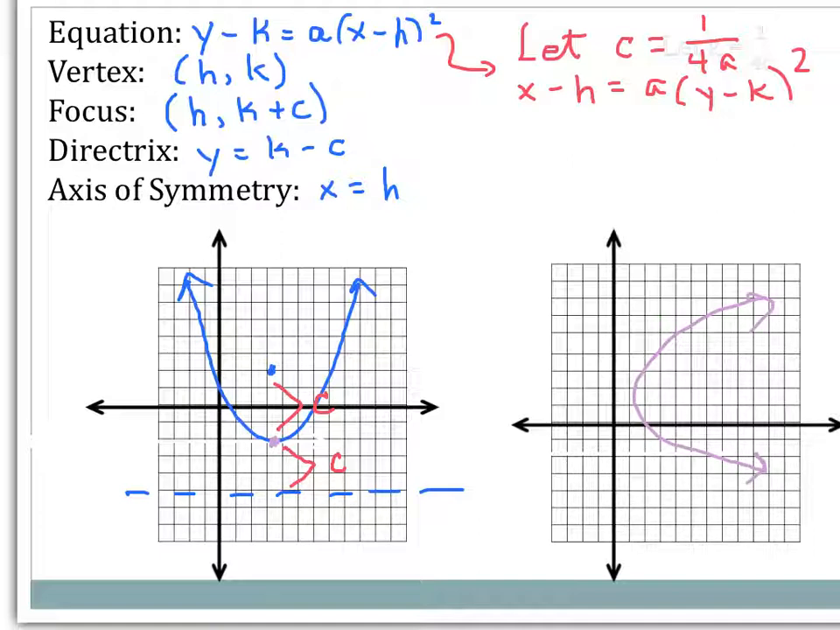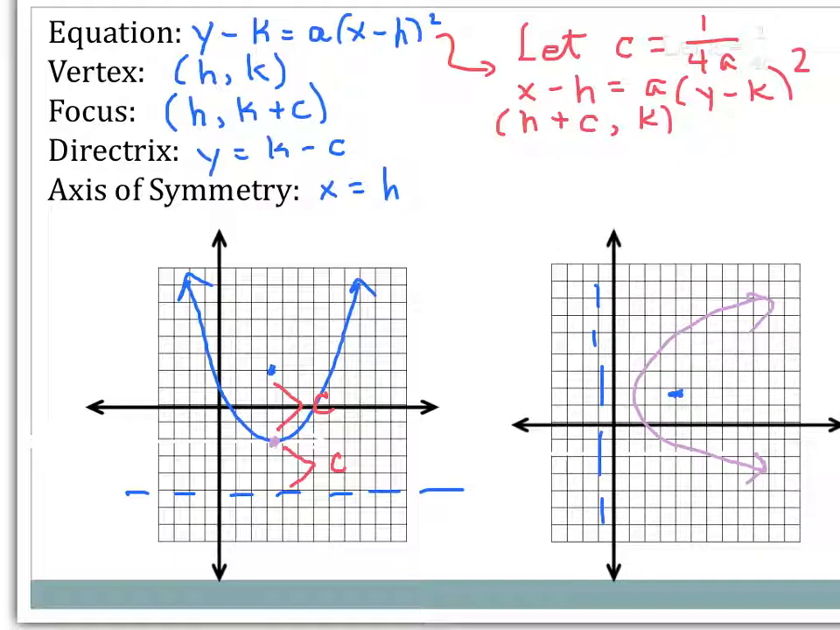And I'm going to put a directrix on here and a focus. C is the same exact thing as it was before. C is equal to 1 over 4a. You're going to measure the distance the same way. The change here is that you're changing your x-coordinate this time instead of your y-coordinate. So you're going to add the c to the h rather than to the k. So your focus is going to be h plus c, k.